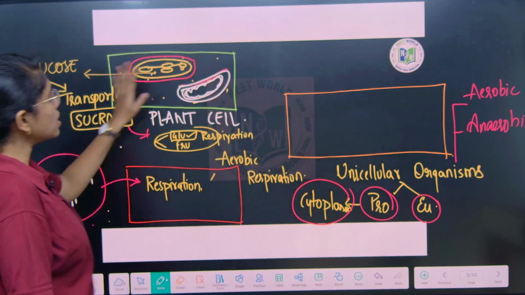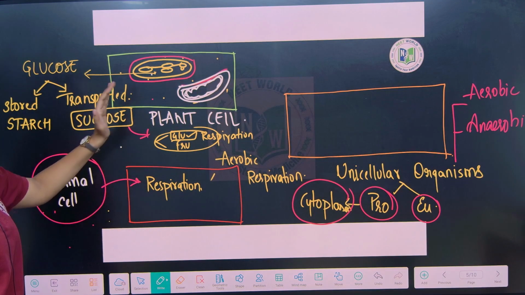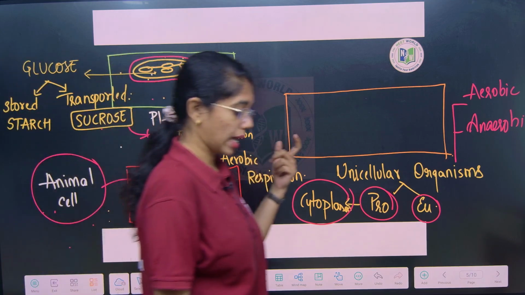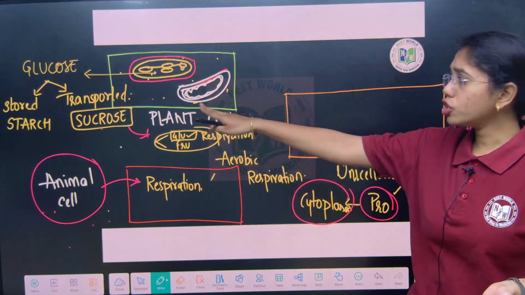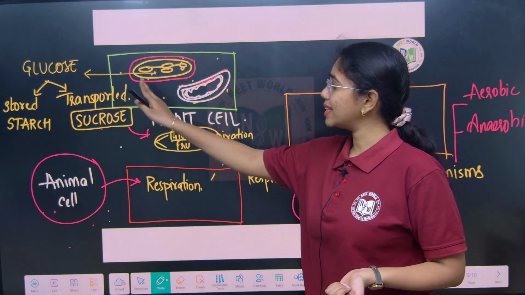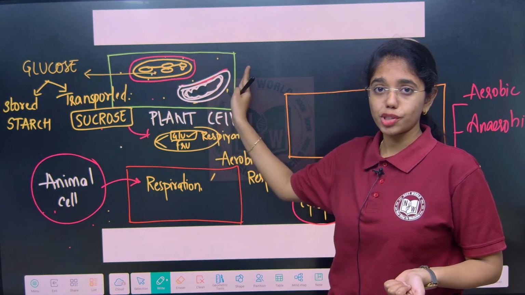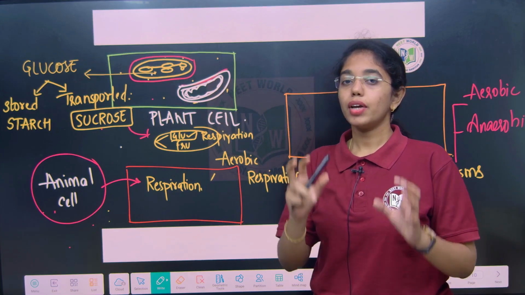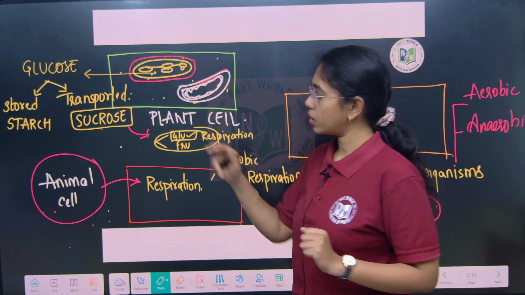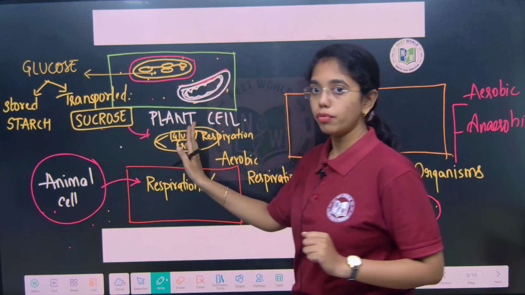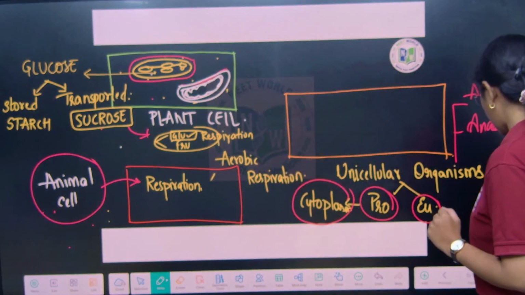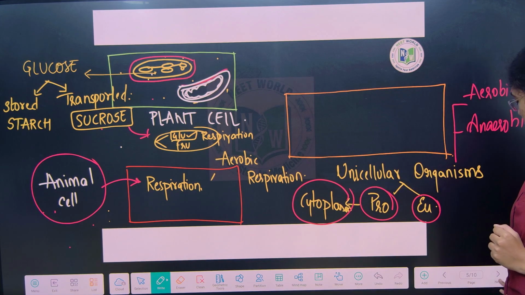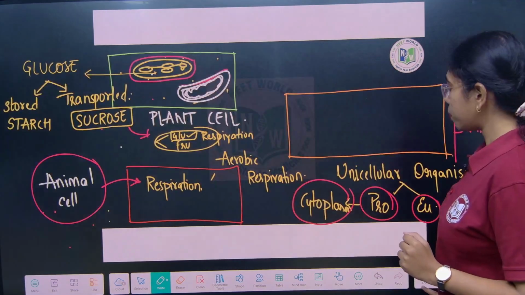Got it? So, this is how respiration operates in plant cells, animal cells, unicellular eukaryotes and prokaryotes. You have to remember this for sure, because this is a transition from photosynthesis to respiration. In photosynthesis we prepared glucose, and in respiration we are producing energy from glucose. So, this is how it happens in plant cells, animal cells and unicellular prokaryotes and eukaryotes. Now, we will move on to types of respiration.